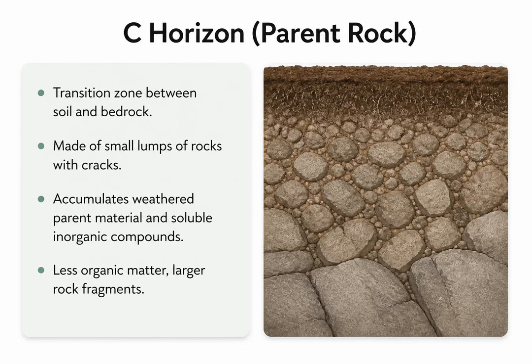Beneath the subsoil is the C horizon. This acts as a transition zone between the actual soil and the solid bedrock below. It is made up of small lumps of broken rocks with cracks, representing the weathered parent material. You won't find much organic matter down here. Instead, it's characterized by larger rock fragments and the accumulation of soluble inorganic compounds.